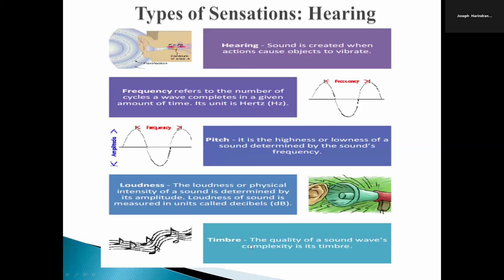Timbre is the quality of sound waves, their complexity. It is the quality of sound that characterizes the type of musical instrument, either voice or the type of instrument, stringed, percussion, or wind instrument. It is characteristic of that particular instrument. That is known as timbre.